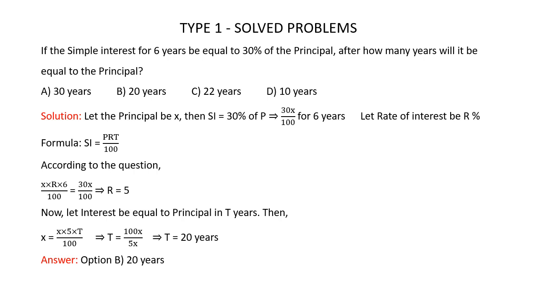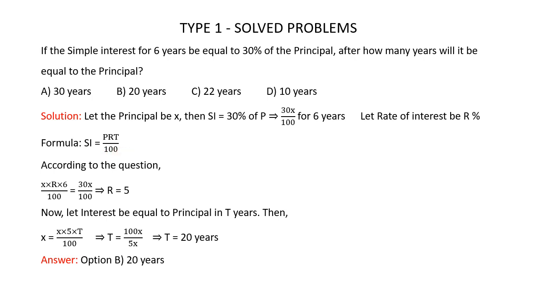So let's assume that the interest will be equal to the principal in T years. So time is T years, interest is X and principal is X. We have found out that the rate of interest is 5% per annum. Let's substitute all these values in the formula here.